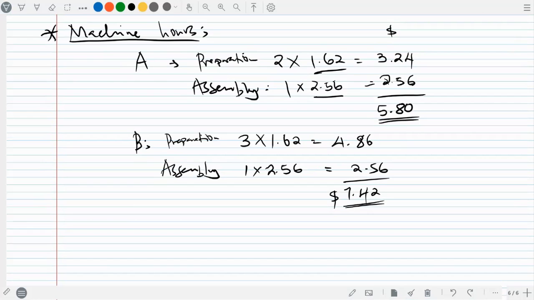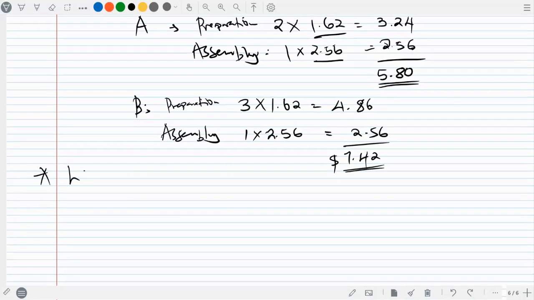Don't forget this is the use of machine hours. You can also use labor hours. So next is, what if you have to use labor hours? What do you get for A? What do you get for B? You can do that. Take 2 minutes. You do it for A and you do it for B.